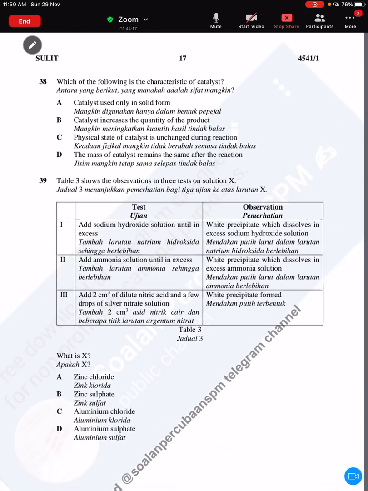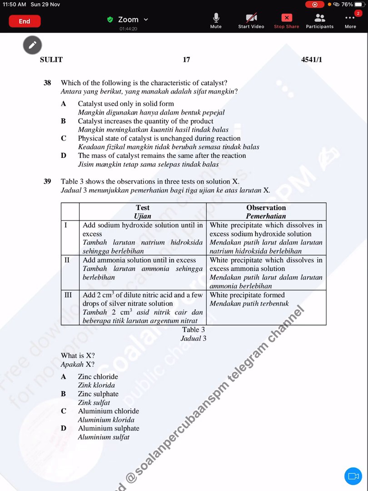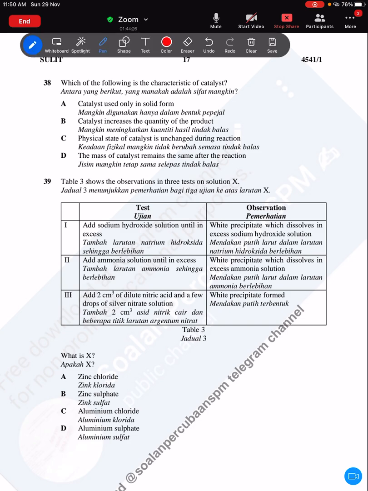Okay, you will notice the one at the back will start to be a bit challenging compared to the one in front. So which of the following characteristics is a catalyst? Guys, when I say catalyst, the first thing you need to know is that it is a substance added into a chemical reaction to increase the rate of reaction by decreasing the activation energy by providing an alternative pathway.